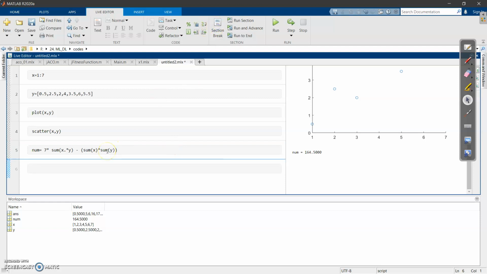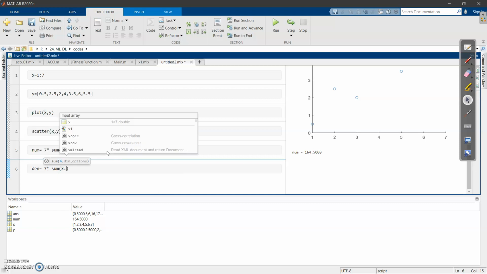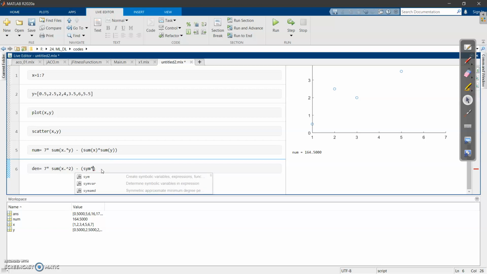So what about the denominator? Denominator is equal to n, that is 7, multiplied by summation of x square. X is the vector, you just want to take the square of it. Summation of x square minus the square of summation of x, summation of x whole square. Okay, so this is your denominator.